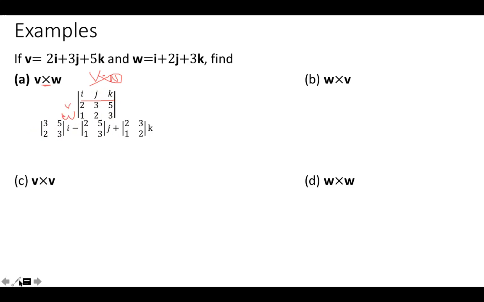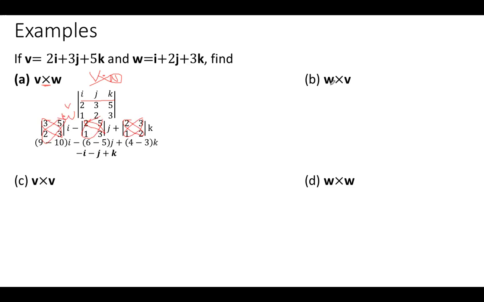Then we go ahead and do the cross product. So 3 times 3, which is 9, minus 5 times 2, which is 10. So 9 minus 10, I. 2 times 3 is 6, minus 1 times 5, which is 5, times J, plus 2 times 2 is 4, minus 3 times 1 is 3, times K. Negative I, minus 1J, plus K. Final answer.